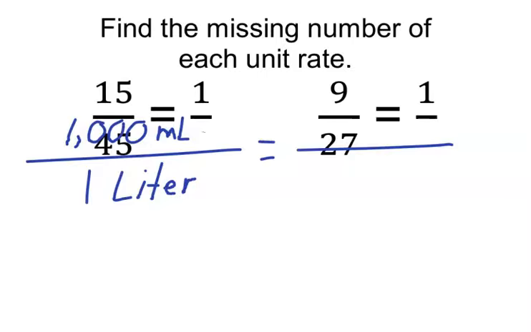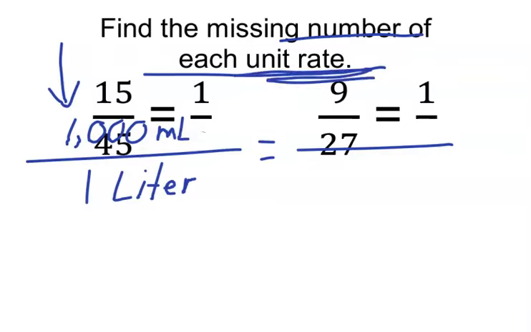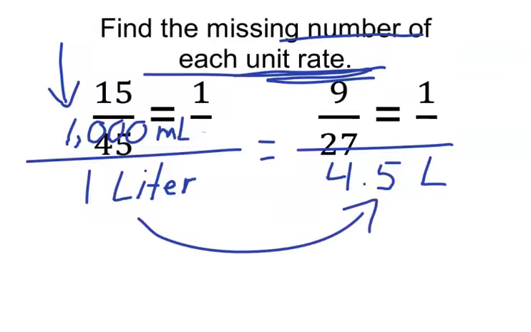How many milliliters are there in 4.5 liters? Okay, so there's actually 1,000 milliliters in 1 liter. So to find out how much it is in 4.5 liters, we're just going to put a 4.5 over here. Okay, and what does it take to get from 1 to 4.5? Well, again, we're doing some pretty easy math here. Just do times 4.5.